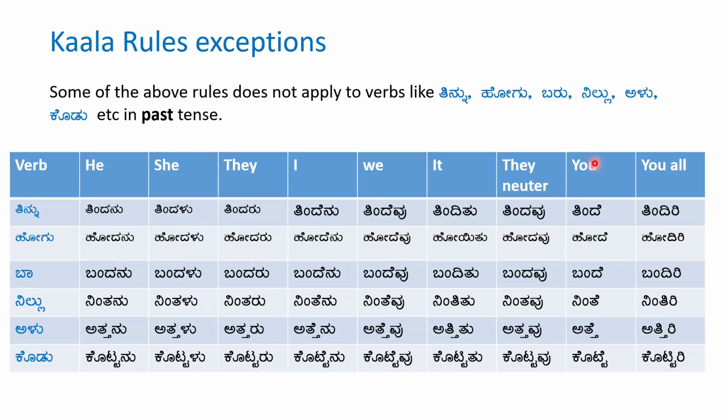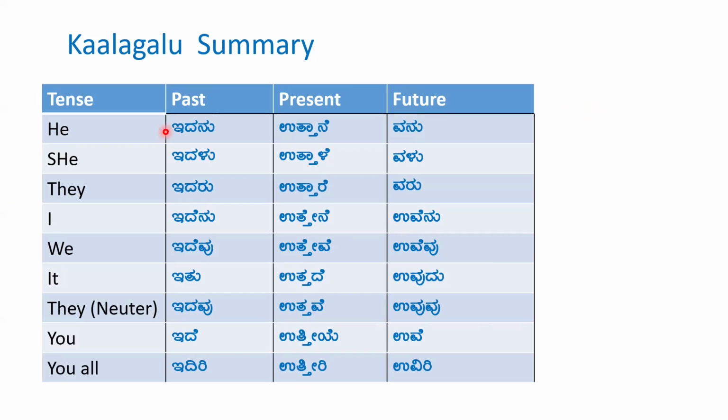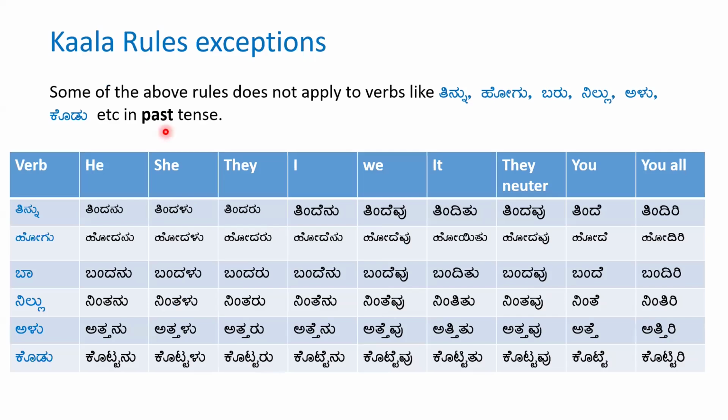So, some of the above rules do not apply to verbs like tinnu, hogu, baru, nillu, alu, kodu, etc. in past tense. The rules which I told you here do not apply for these verbs. So tinnu becomes tindanu, tindalu, tindaru, tindenu, tindevu, tinditu, tindavu, tinde, tindiri. Similarly, for all these other verbs in past tense, how it changes is listed here. You can go through them.